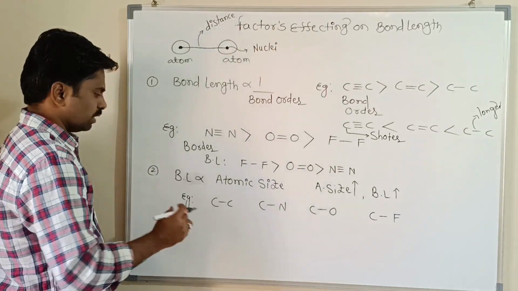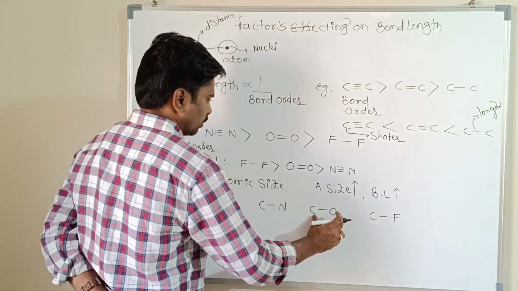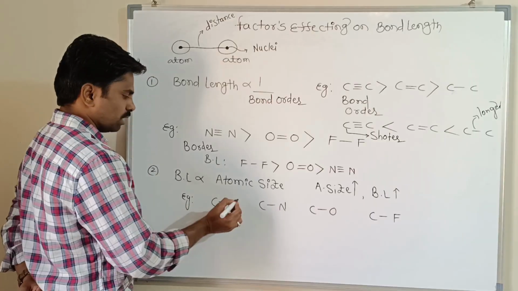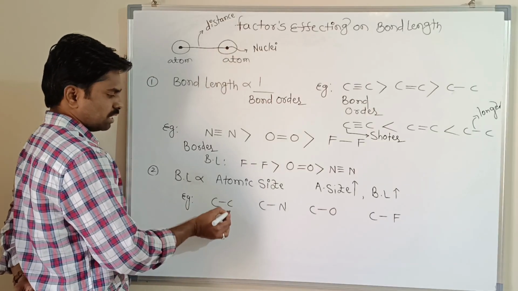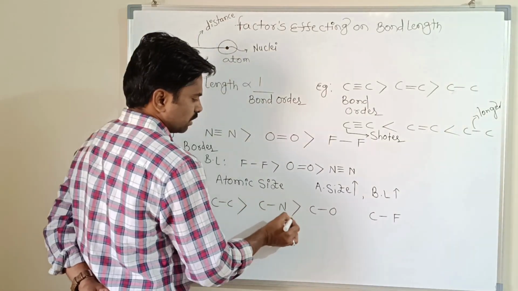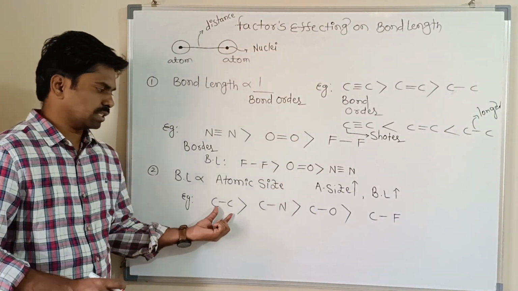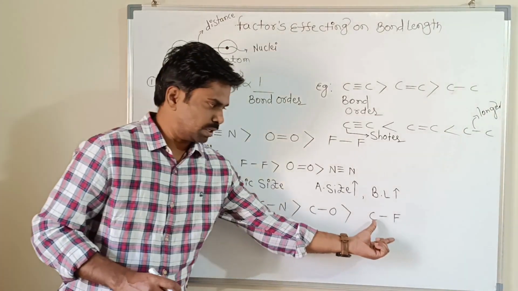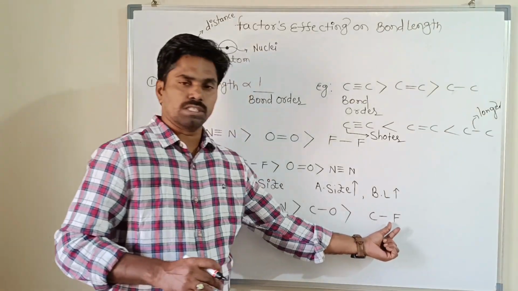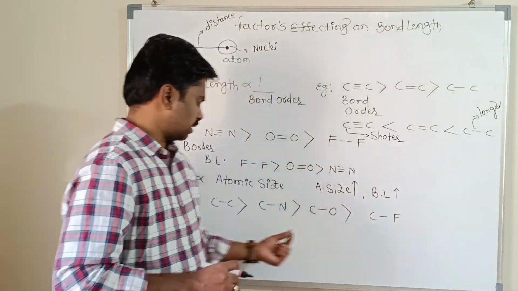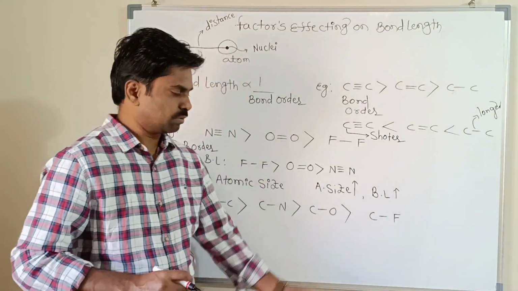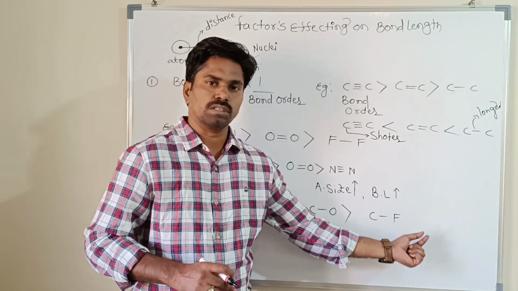So now here is carbon nitrogen, carbon oxygen. The atomic size of this one is higher than this one. So finally we go for the bond length, which is highest. The carbon single bond is the highest compared to carbon fluorine, because fluorine's atomic size is small compared to carbon, nitrogen and oxygen, due to the outer electrons coming to the inner orbital.